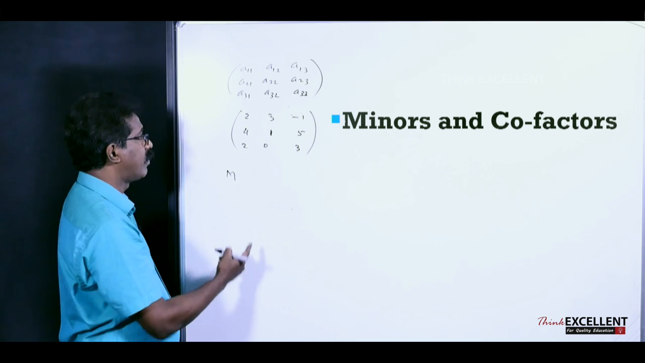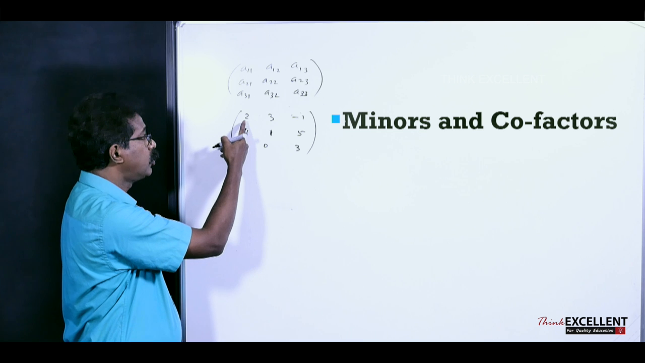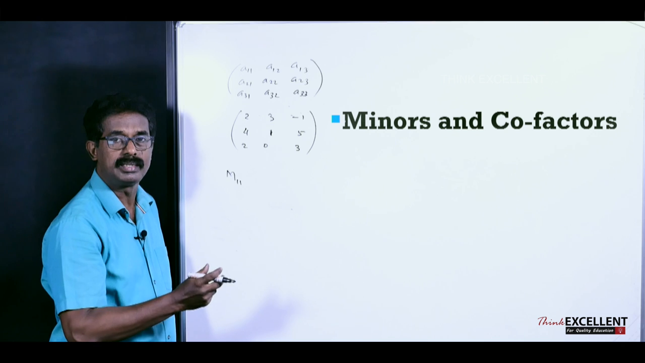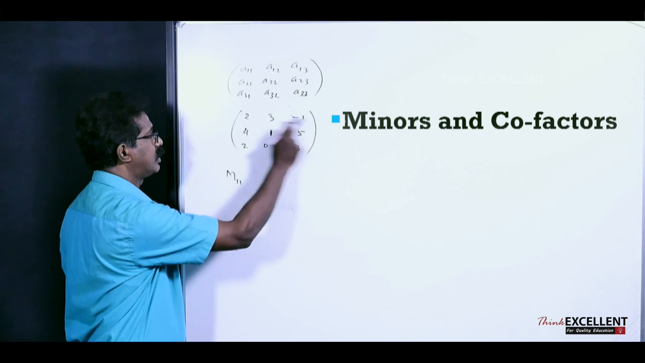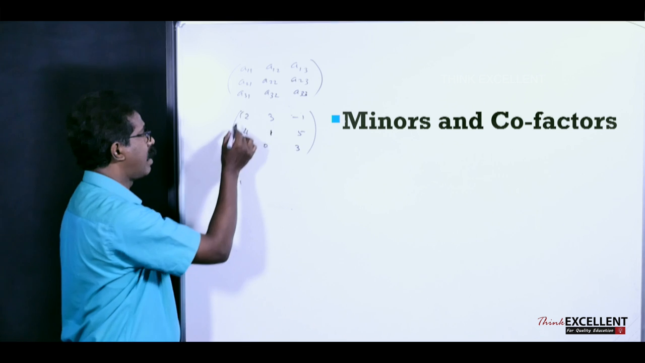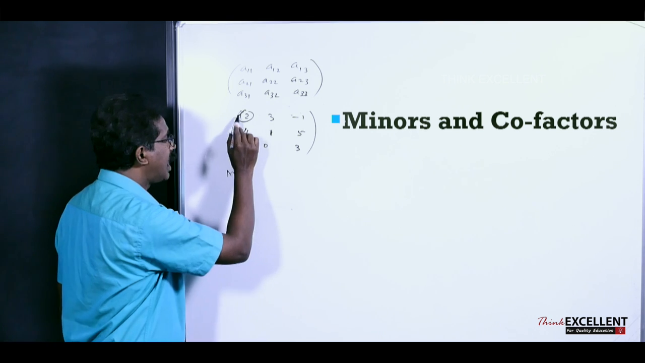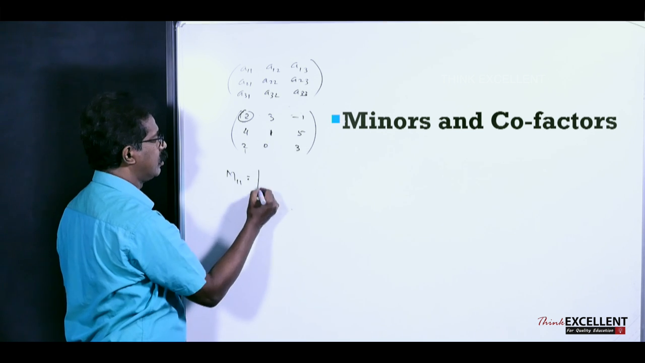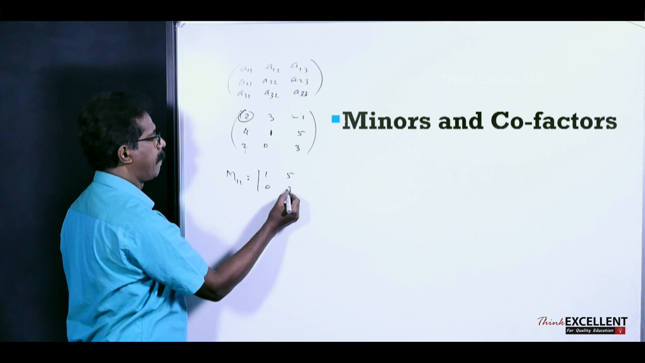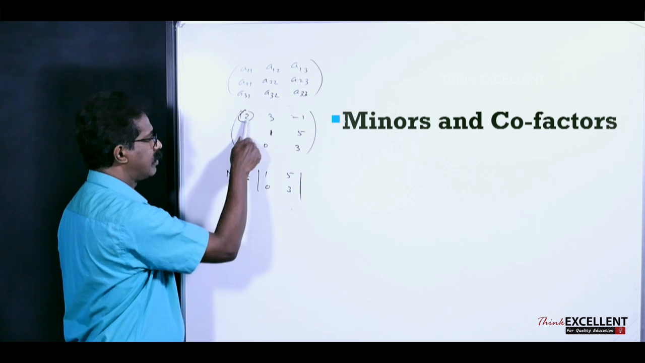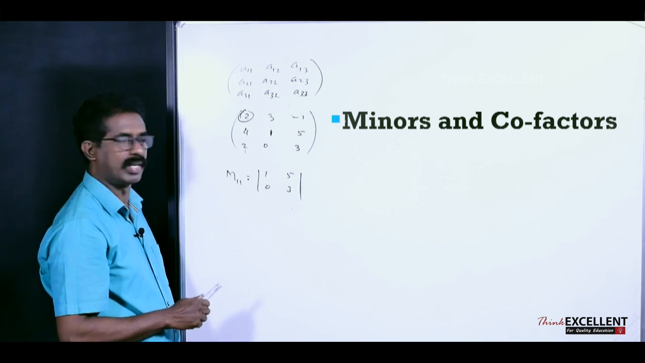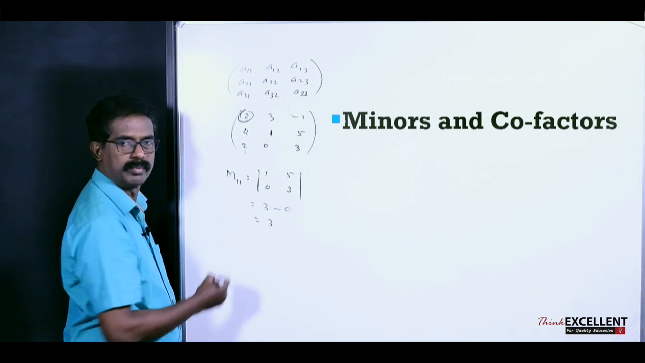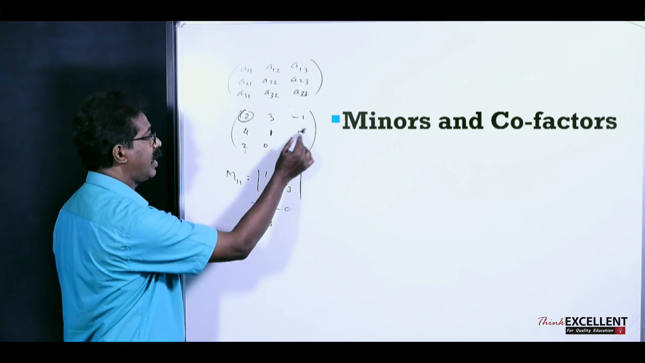Suppose we want to find the minor of this element 2. The position, we say, is 1, 1, so M11 means the minor of the element in the first row, first column. What's the method? Leave that row, leave that column, take the remaining 1, 5, 0, 3. That can be simplified: 1 into 3, 3, minus 0 into a number is 0. So it is 3.